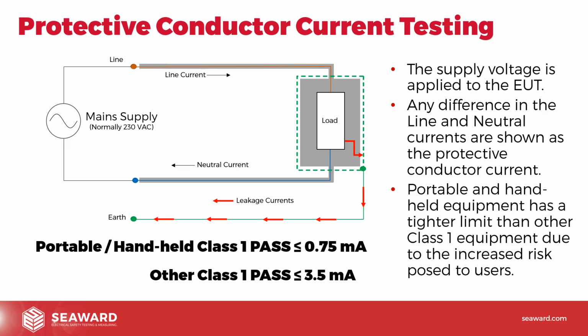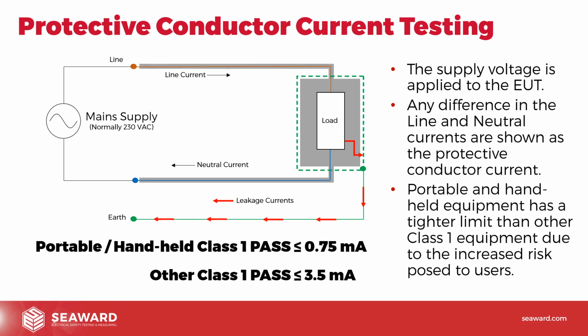So the supply voltage is applied to the EUT. Any difference in the line and neutral currents is shown as the protective conductor current. And just be aware with the pass-fail limits there that portable and handheld equipment has a tighter limit than other Class 1 equipment due to the increased risk posed to the user. So you can see the pass-fail limits there. Portable or handheld equipment really is our high-risk equipment.